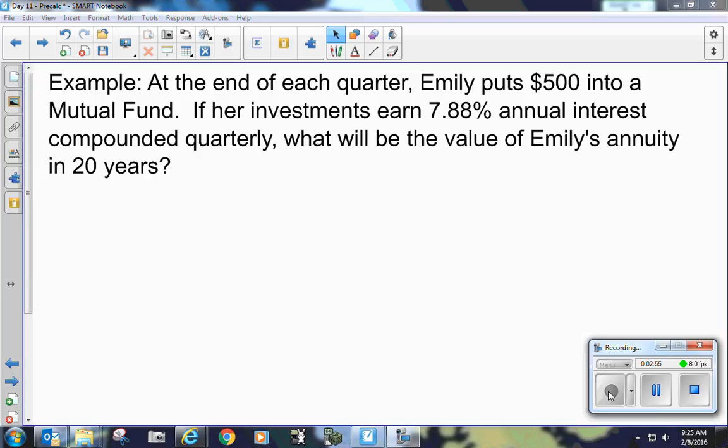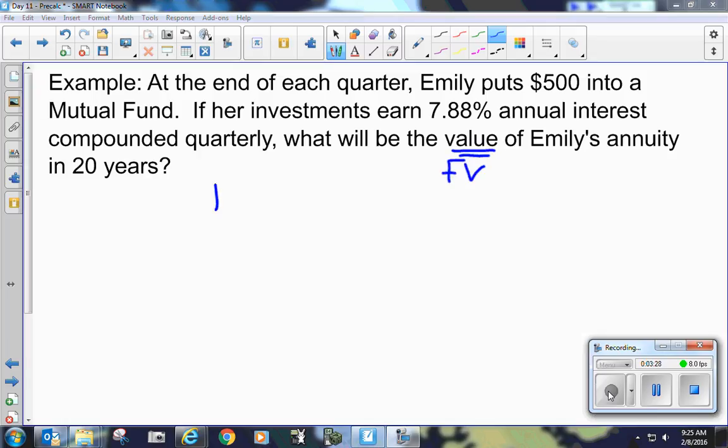Here we go. Here's an example. At the end of each quarter, Emily puts $500 into a mutual fund. If her investment earns 7.88% annual interest compounded quarterly, what will be the value of Emily's annuity in 20 years? So they want to know what's the value in 20 years. All right? We need to find our future value, don't we?